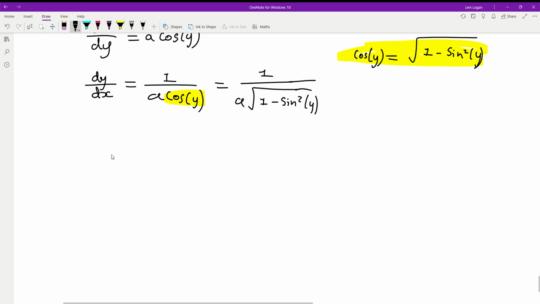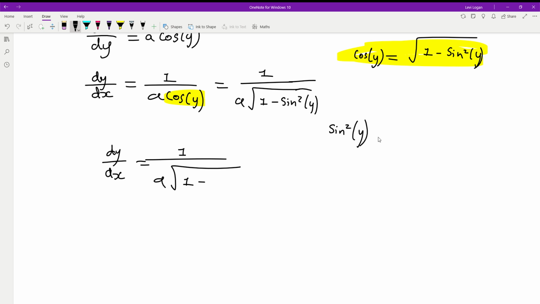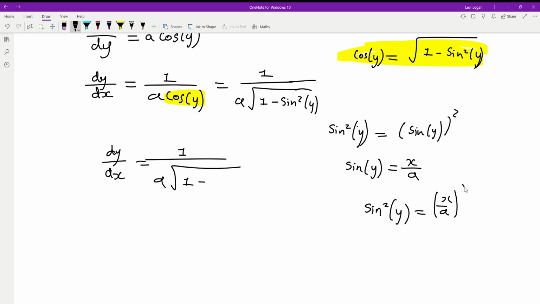So I'll get dy dx is equal to 1 on a times the square root of 1 minus, now, sine squared of y just means sine of y, squared. It's just a notation for it. But I know sine of y is x on a. So that means sine squared of y is going to be x on a all squared. Applying that index law, I'll get x squared on a squared. So I can put that straight in here. So minus x squared on a squared.